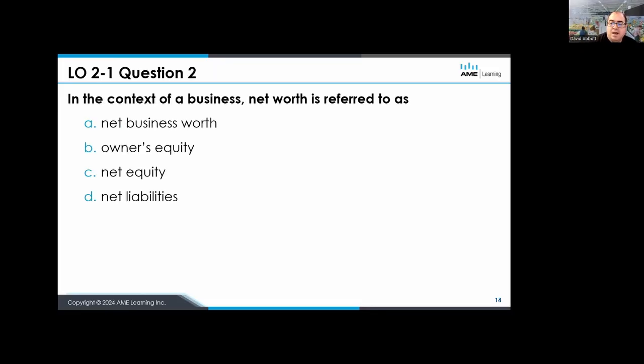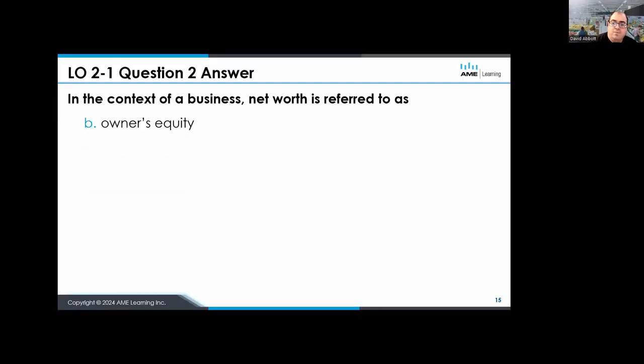In a business context, we said that net worth is referred to as net business worth, as owner's equity, as net equity, or liabilities, and it would be owner's equity. And so remember the accounting equation: our assets equal liabilities plus our owner's equity, and that's how everything has to balance.